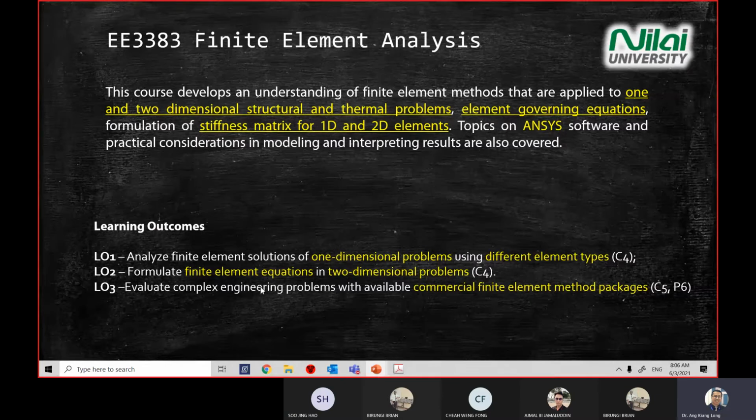So for this module, we have 3 learning outcomes, meaning what we expect you to learn throughout this semester. The first one will deal with one-dimensional problems, 1D problems, and then we give you different types of elements problem to solve. After that, we will look into 2-dimensional problems, and then the last one, learning outcome number 3, will be using Ansys software to solve, or commercial finite element methods package. We're referring to Ansys software.